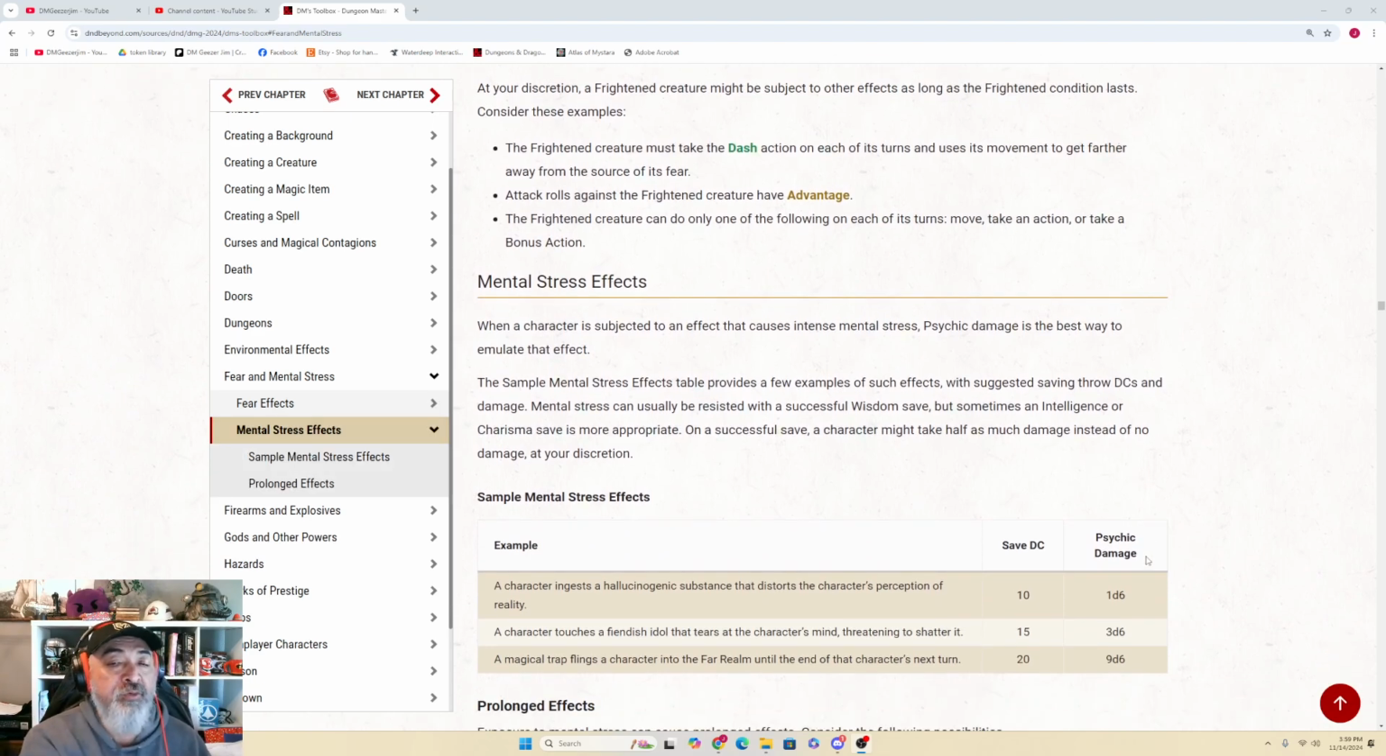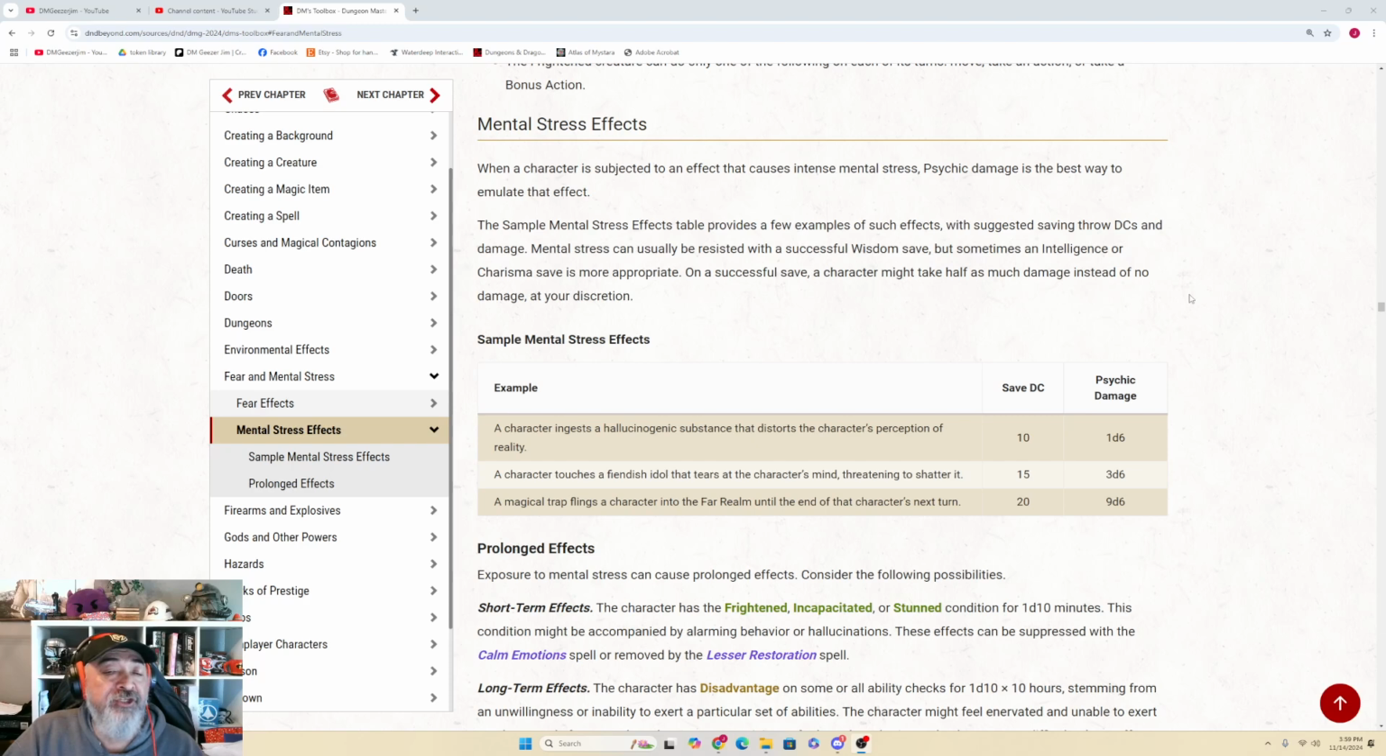When a character is subjected to an effect that causes intense mental stress, psychic damage is the best way to emulate that effect. The sample mental stress effects table provides a few examples of such effects with suggested saving throw DCs and damage. Mental stress can usually be resisted with a successful Wisdom saving throw, but sometimes an Intelligence or Charisma save is more appropriate. On a successful save, a character might take half as much damage instead of no damage at your discretion. Here's a short table that gives us sample mental stress effects, including the example followed by the save DC, followed by the psychic damage in D6s.